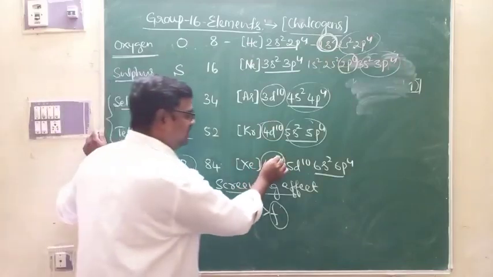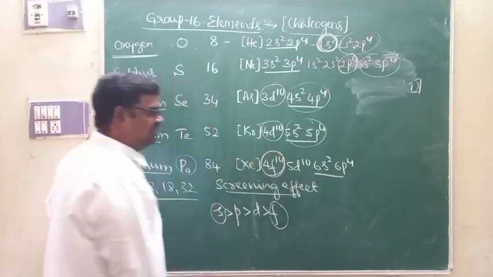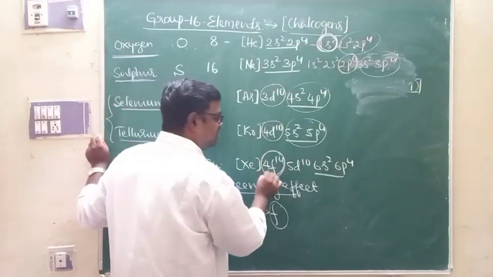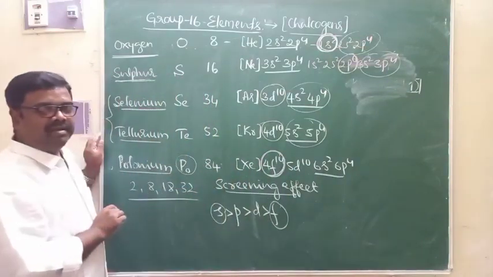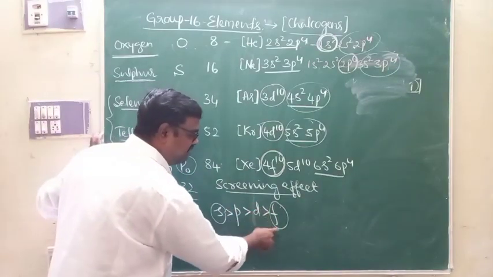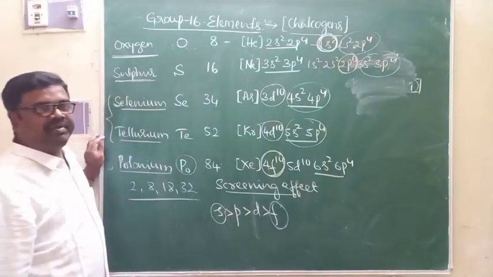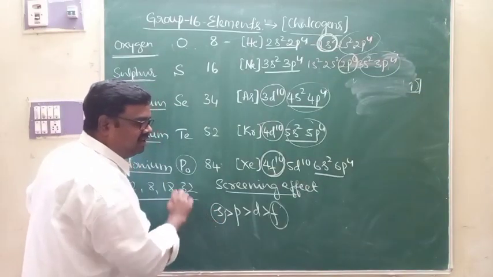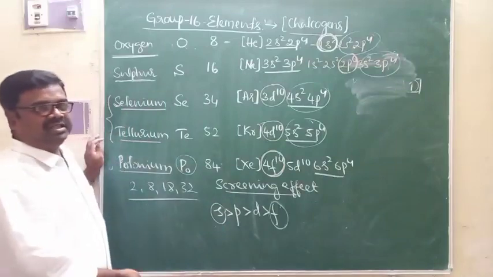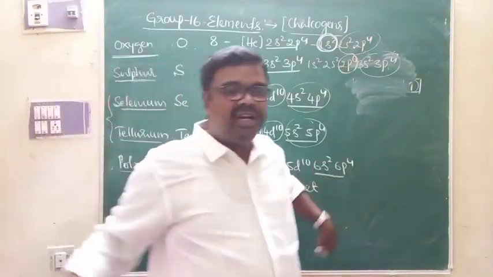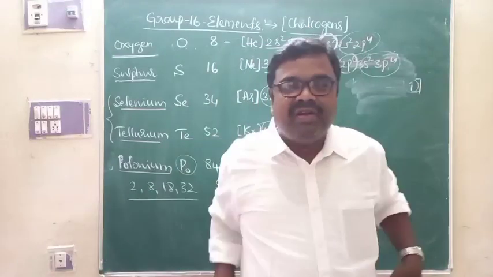But here, in the case of polonium, the screening effect is caused by f electrons. The screening effect caused by f electrons is weak because of their shape. Your s orbitals are highly symmetric. They effectively shield the nucleus. They effectively cover the nucleus.